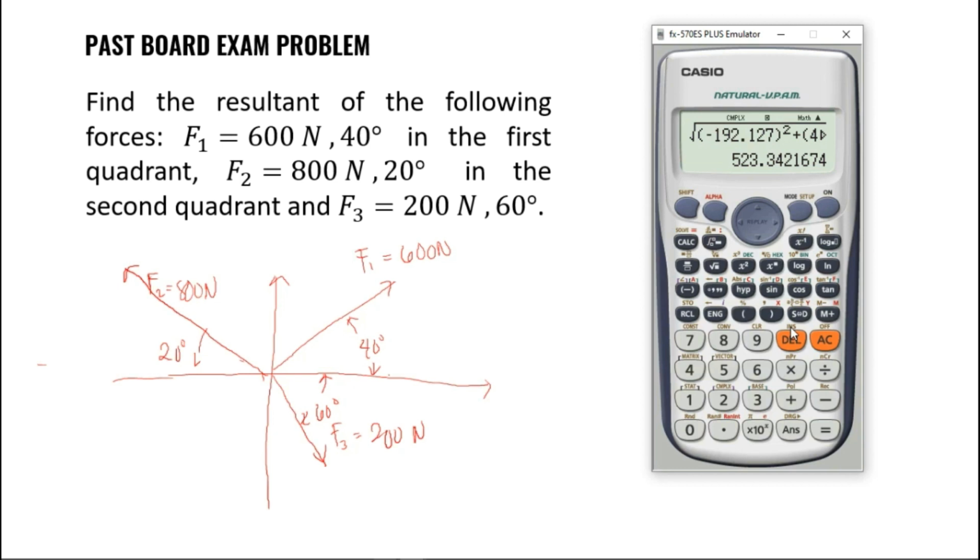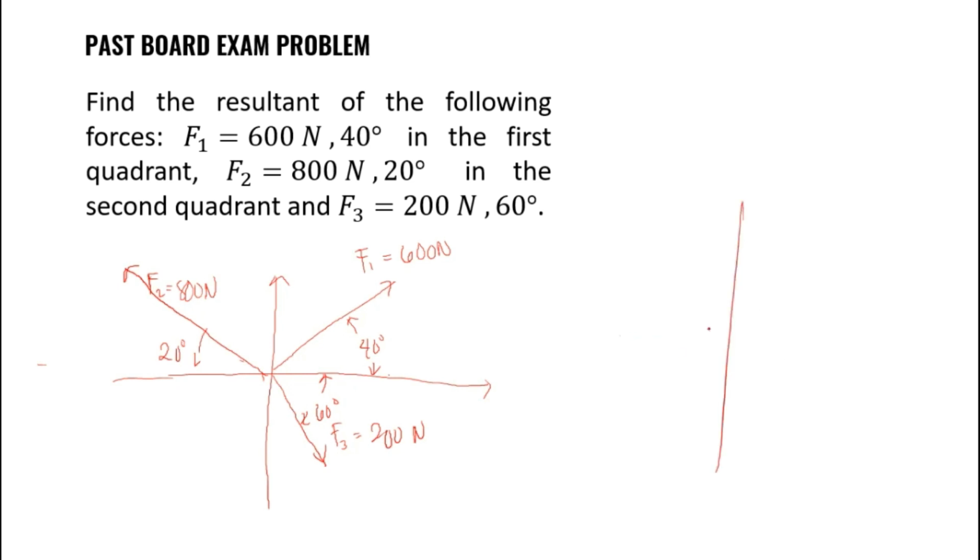Now, guys, paano natin mahahanap yung angle? So, arctan lang siya, guys. So, arctan. Arctangent. So, using these values, guys, ang x natin is negative. Okay? Yung y natin is positive. So, nasa second quadrant yung ating resultant force. So, negative kasi yung x natin and positive yung y. Therefore, nasa second quadrant yung resultant force natin. Okay? Now, kunin natin yung angle using arctan. So, this is negative 192.127 and ating y component is 486.08. Now, kunin natin yung angle dito using tangent. So, arctan.